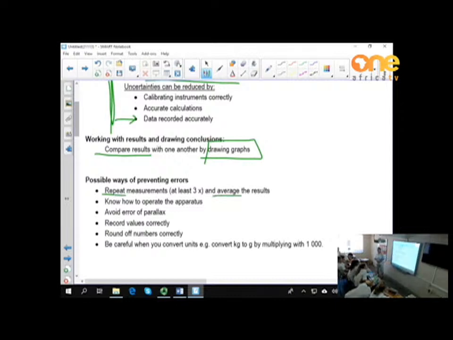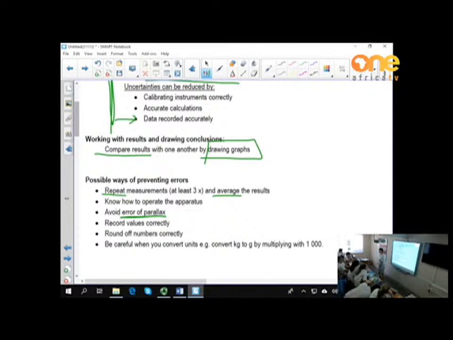Know how to operate the apparatus. If I give a millimeter ruler to a grade one learner and I say, okay, measure the width of the book in millimeters, are they going to do it correctly? Probably not. They'll probably take the centimeter reading and give that number that they get. Do you understand? You need to know how to work with the apparatus. Avoid the error of parallax. That's a very common error that we make when taking volume readings, mass readings, balance readings, etc.